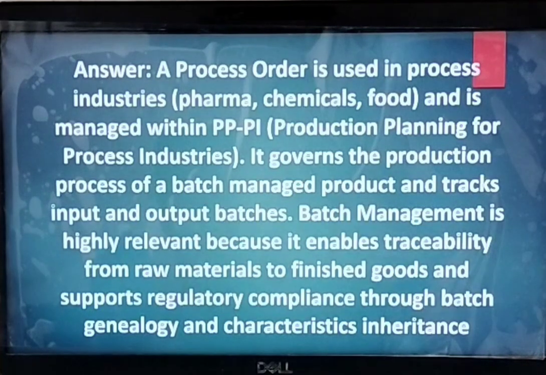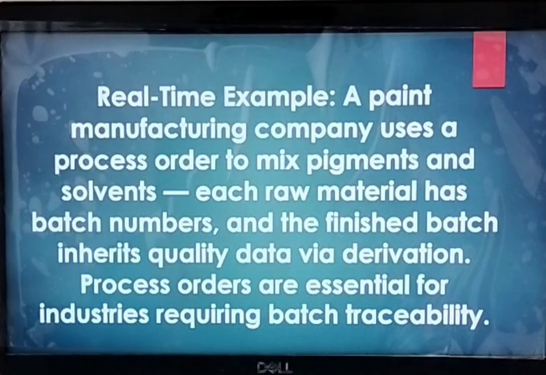That means from the raw materials to the finished goods, and it supports regulatory compliance through batch genealogy and characteristics inheritance. The real example is, a paint manufacturing company uses a process order to mix the pigments and the solvents. Each raw material has its own batch number and the finished batch inherits the quality data via batch derivation. Process orders are essential for industries requiring batch traceability.